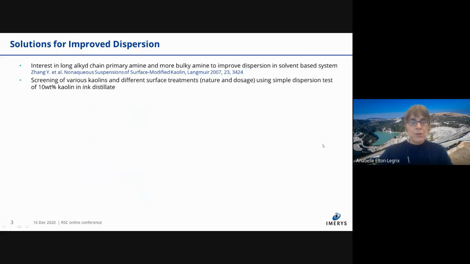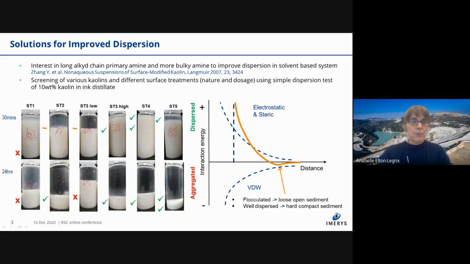So to look at dispersion, we've known from previous work that we can use primary amines. They work quite well. But this paper was very interesting because it also looked at more bulky amines to give extra steric stability. And there is a very simple dispersion test where we can use a kaolin which has high density, so it sediments, and put that in solution, and we've used directly the ink distillate.